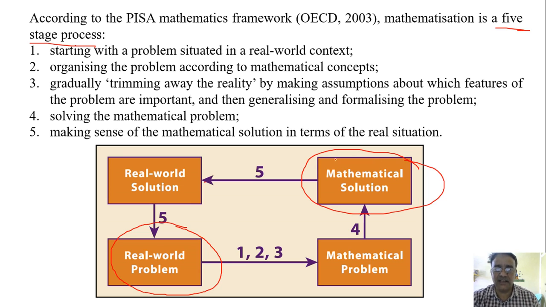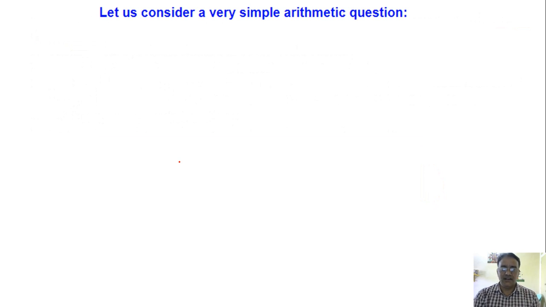Then the last step is making sense of the mathematical solution in terms of the real situation. So these are the steps of mathematization given in the PISA mathematics framework. Now let us see how we can make these CCT skill type questions.